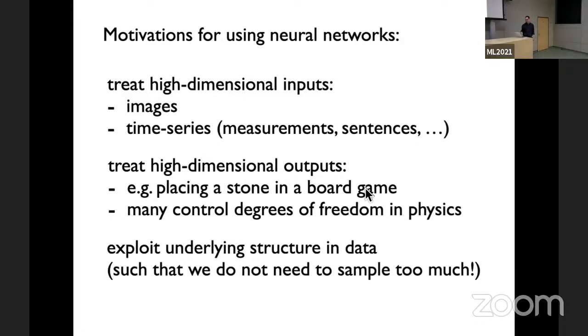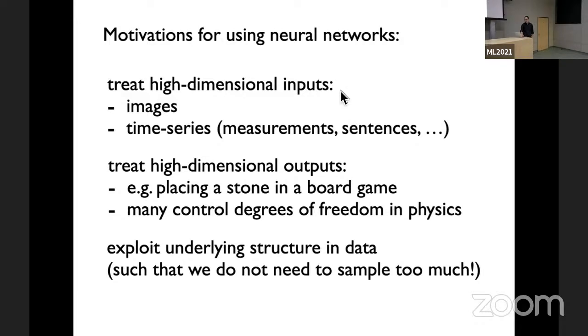Also in physics, you could think of examples where instead of having only one action that is controlling 1 degree of freedom, like in this cart pole example, just 1 force, you could have several different things at once. You could have a many body system, and there's 100 different forces that you have to act on the different particles. And in this case, also the output would be high dimensional.